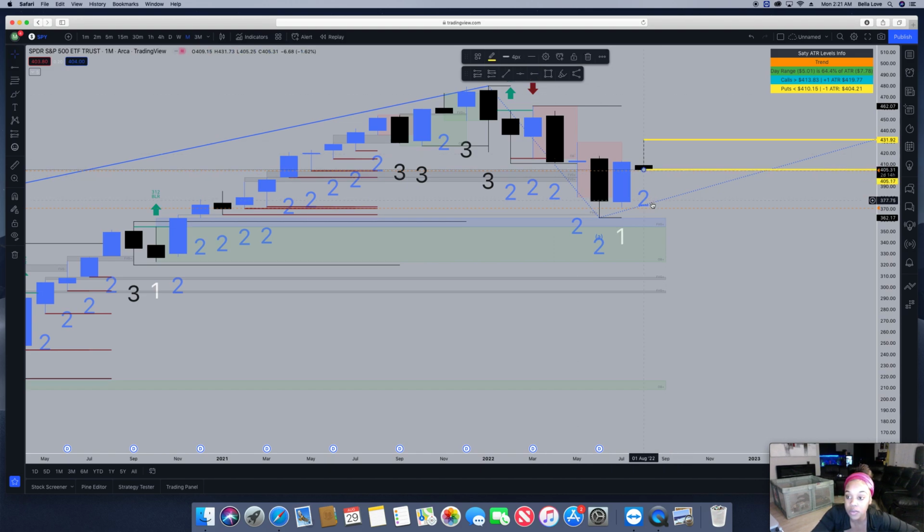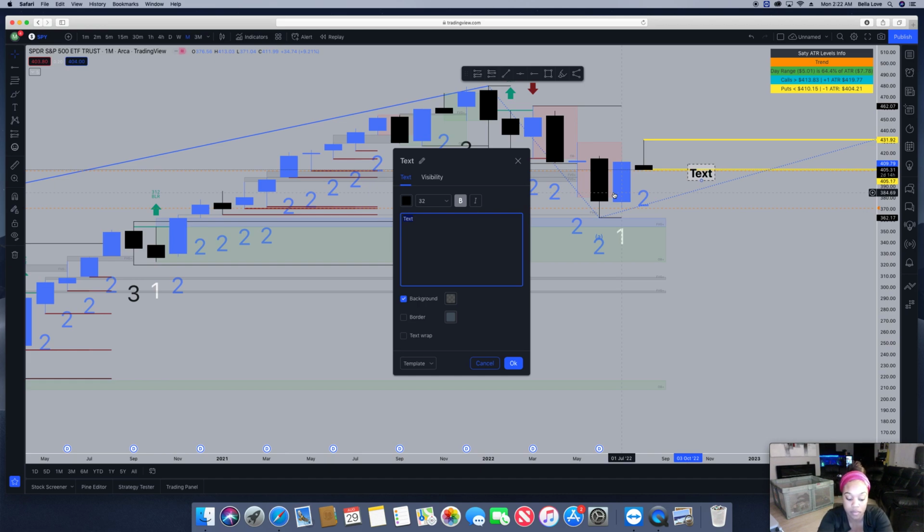And this is the low. So the high was 431.92 and the low was 405.17. So here would be my entry on the monthly. So let's put the text. That would make this a 2 down on the monthly. Let's make this smaller.